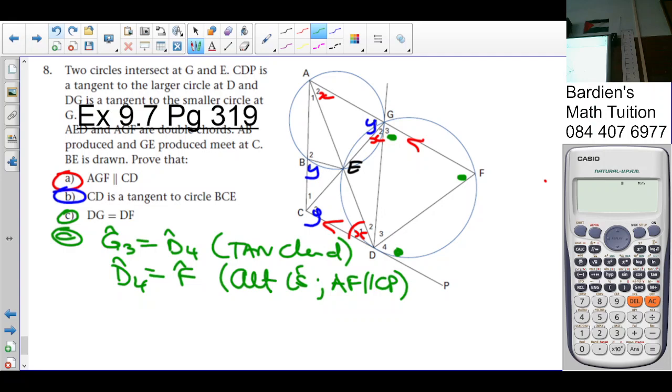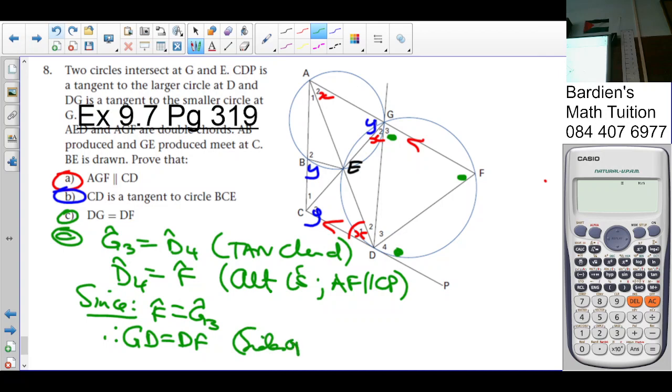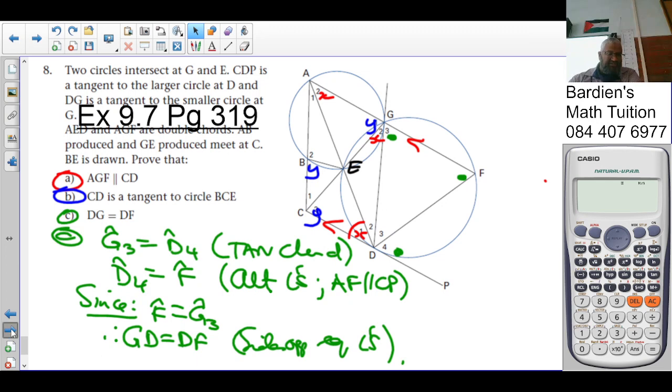Now is that not equal? Yes. So we say since angle F is equal to angle G3, we've proven that. Therefore, GD is equal to DF. Why? Sides opposite equal angles are equal in length. Any confusion there? Alright. Let's then go on to the next one.